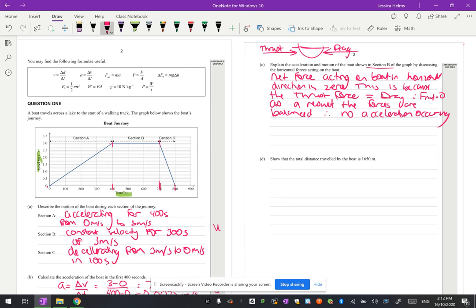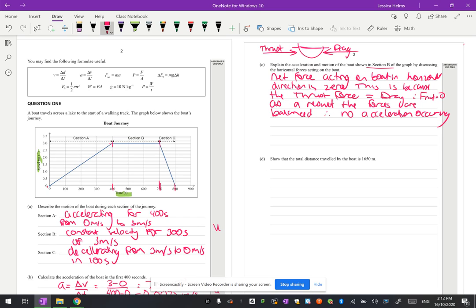So there's a few marks that you can get from achieved here. If you acknowledge that the forces are balanced and net force equals 0, that would give you an achieved. Or if you acknowledge that there is no acceleration in section B, you can see that there's no acceleration. Or if you even say something about net force and drag force being equal and opposite, that will give you an achieved.